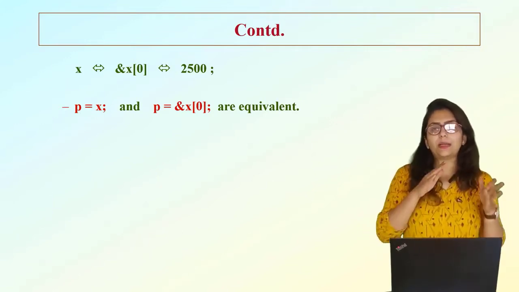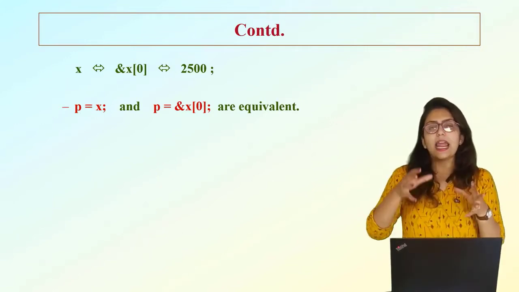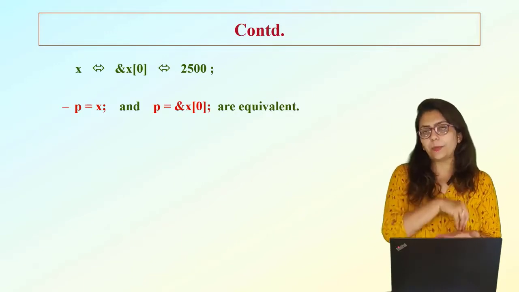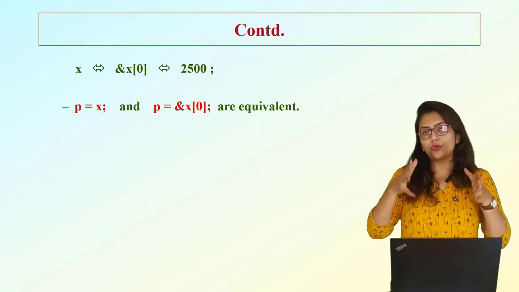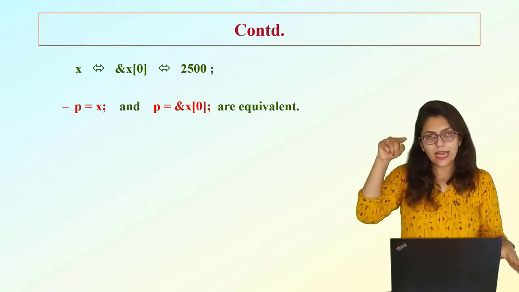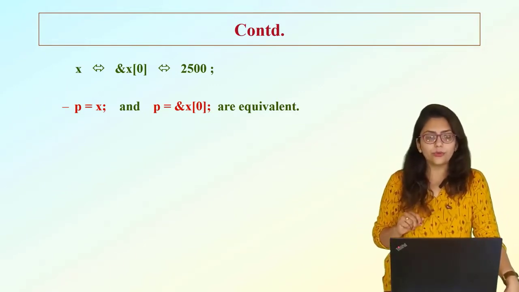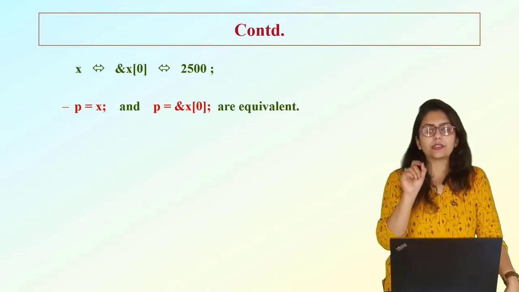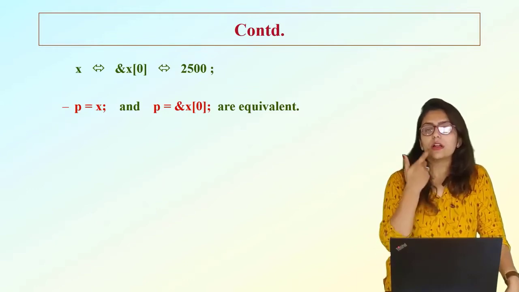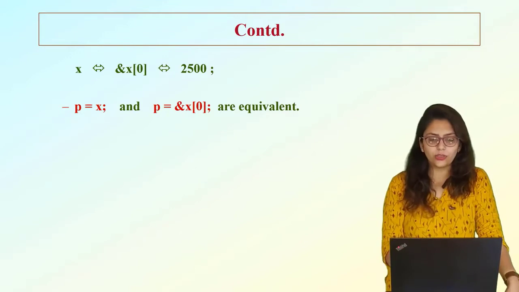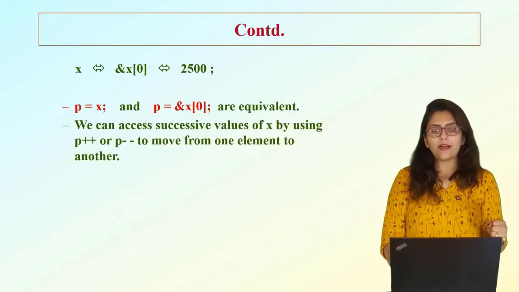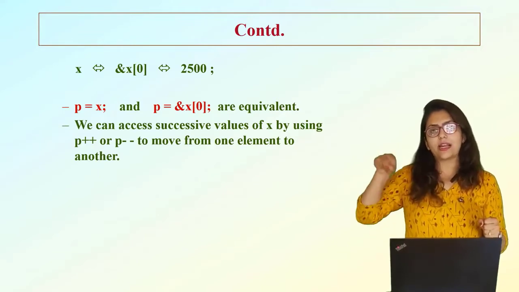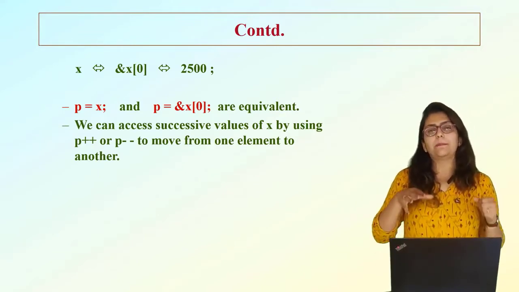So either you can write p equal to x. X is an array and its base address will be assigned to p, that is 2500. But if you are not writing like that, if you want to use the ampersand, the AND sign, then you can write p equal to address of x[0], that is the address of the element at 0th index. So these both are equivalent. So we can access successive values of x, that is x[0], x[1], x[2] and so on by using p++.